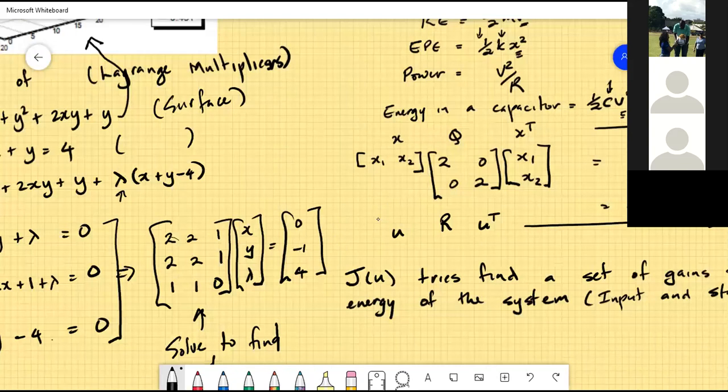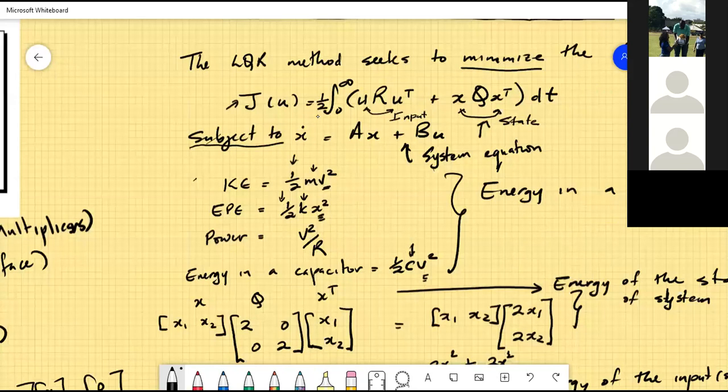So the basic thing is to understand what it is that we are trying to do. We're trying to minimize the energy of the state, and the minimization is going to be subject to the constraint. It has to obey the system equation, Ax plus Bu, which describes the system, the state-input relationship. So we're trying to minimize that, and we would use Lagrange multipliers.